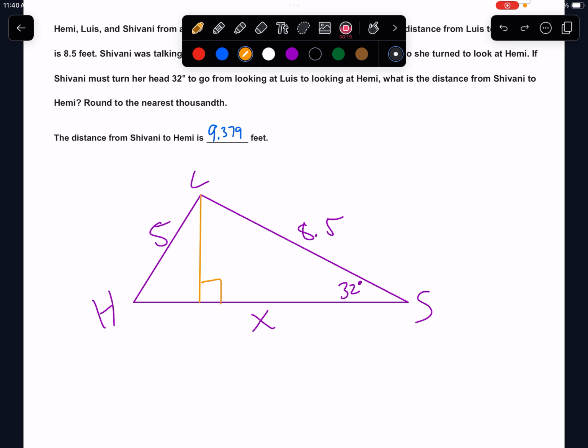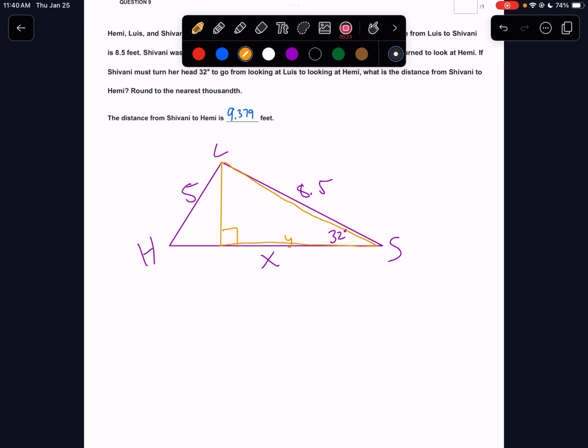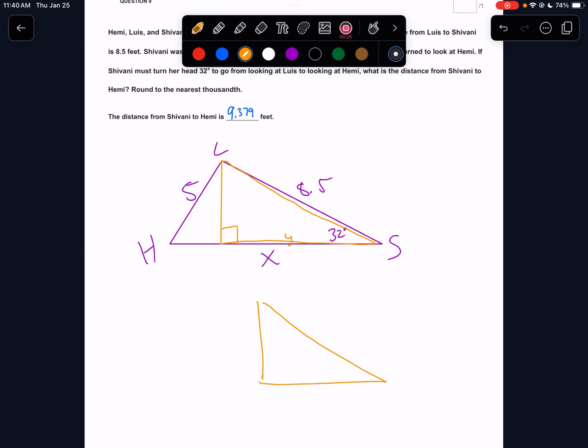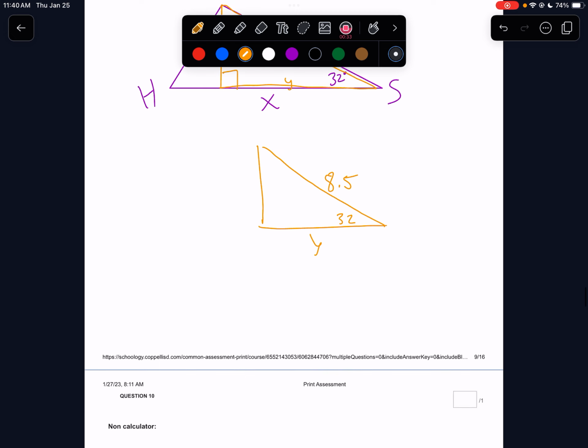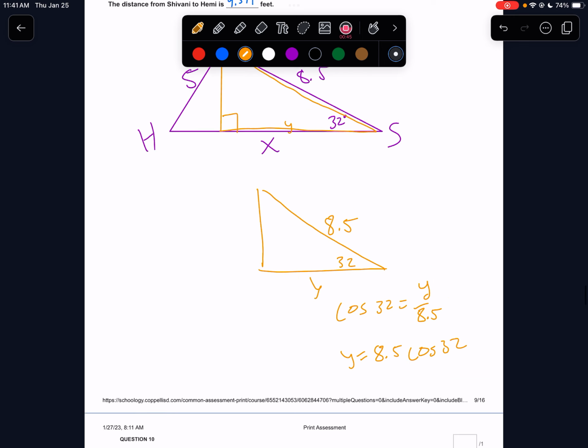If I focus on this orange triangle, let's call the bottom of that Y. This would be 8.5 and 32 degrees. Could I get that side on the bottom? And the answer is yes. That would be the cosine of 32 equals Y over 8.5. So Y equals 8.5 cosine 32. But that's just that distance from here to here.